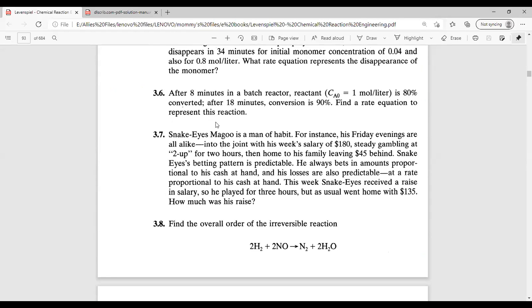This is the 3.6. It's easy. After an 8-minute run in a batch reactor, your CAO for a reactant which started with 1 mole per liter is 80% converted. After 18 minutes, the conversion is 90%. You are to find a rate equation to represent this reaction. So you only have actually a pair of information.